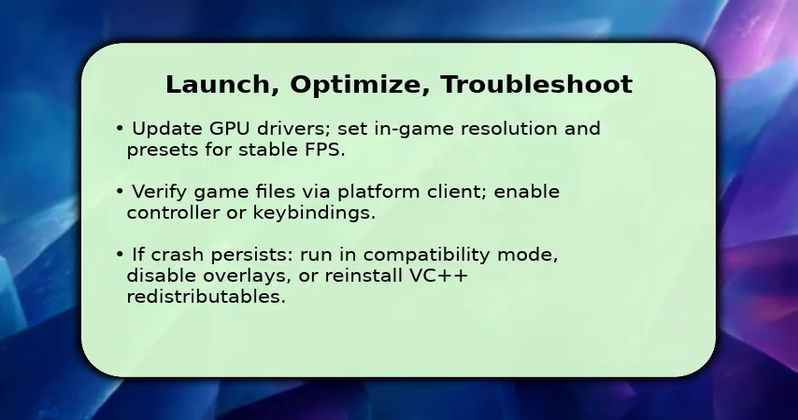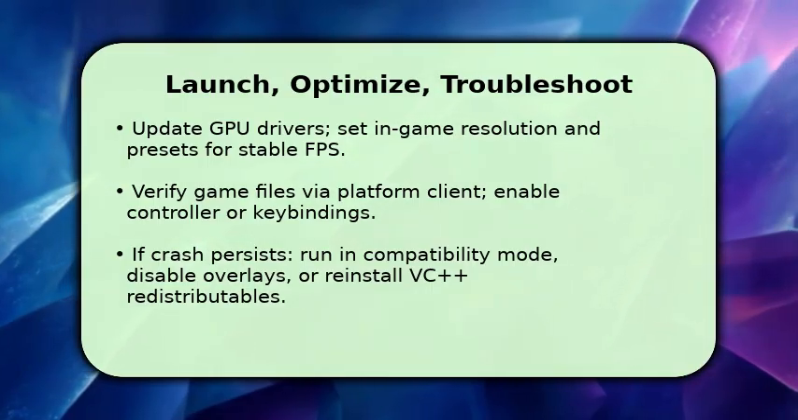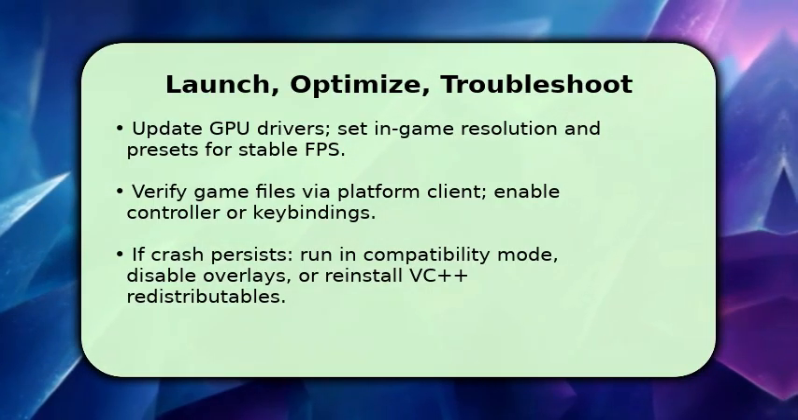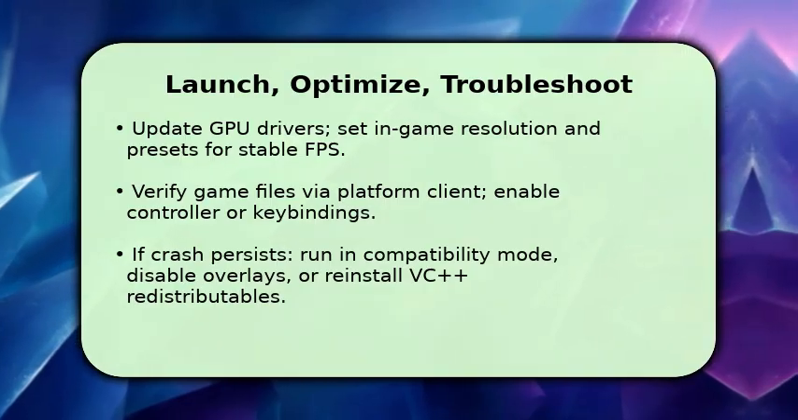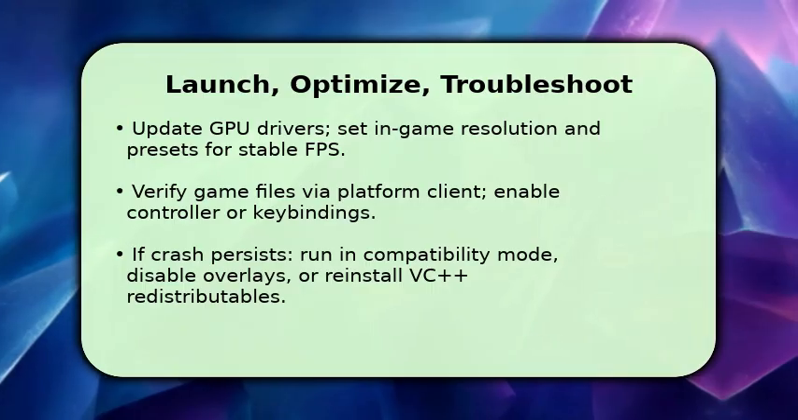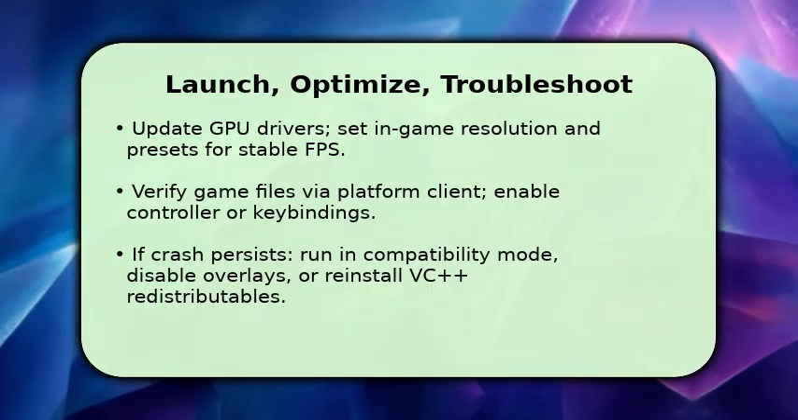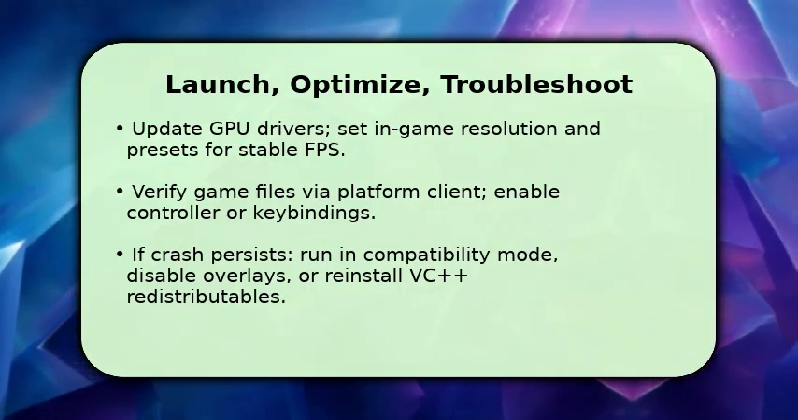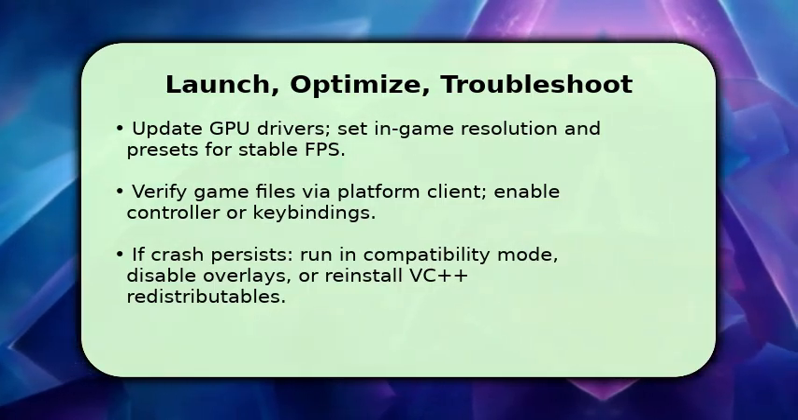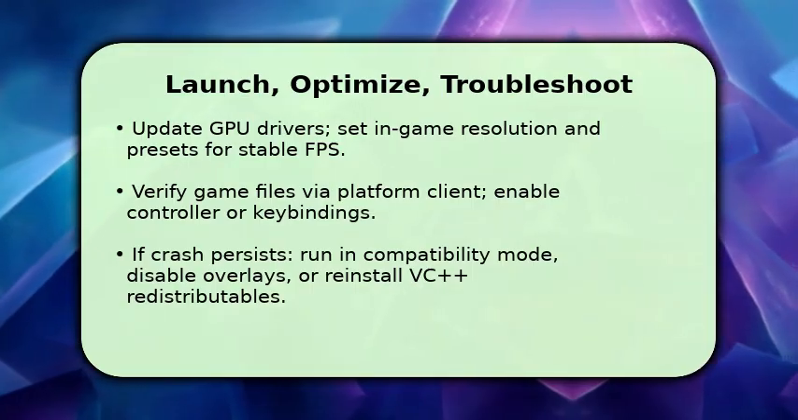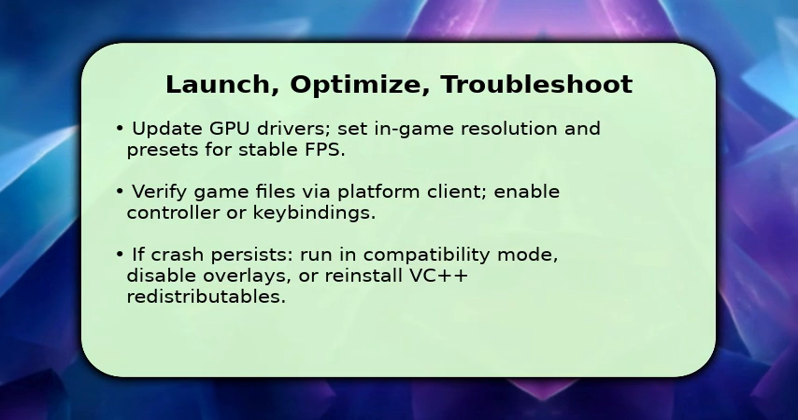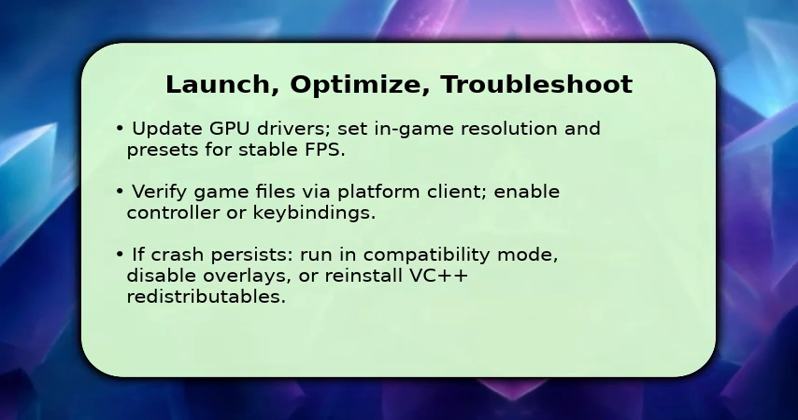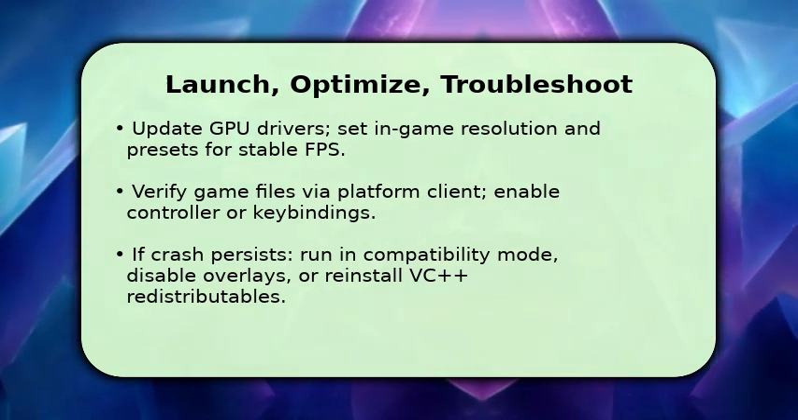Once in, set resolution and graphic presets to get a steady frame rate and configure controller or keyboard bindings. If the launcher offers a verify or repair option, run it to fix corrupted files. Make sure overlays like Discord or Steam are off if you see crashes. If problems continue, run the executable in compatibility mode, reinstall the Visual C++ packages, and try launching as admin.